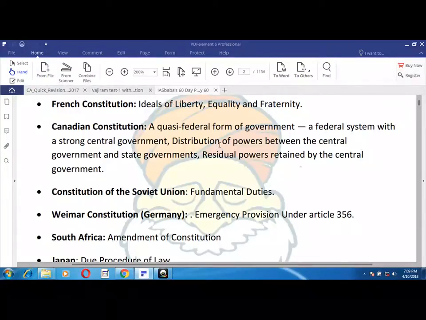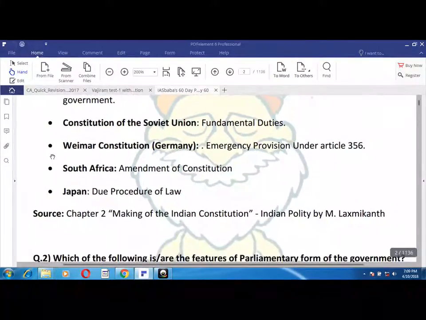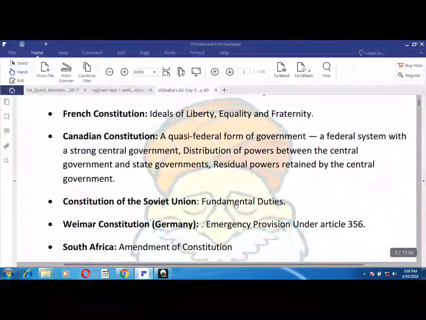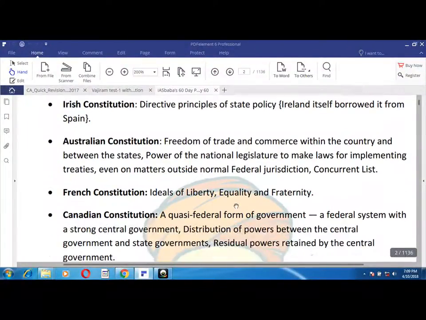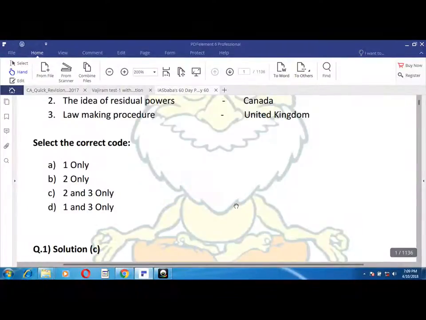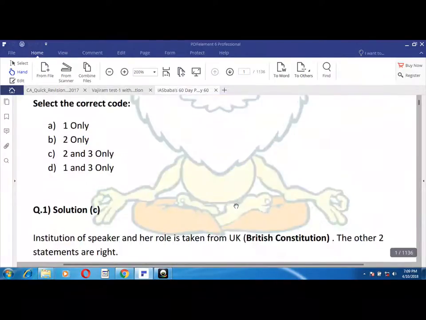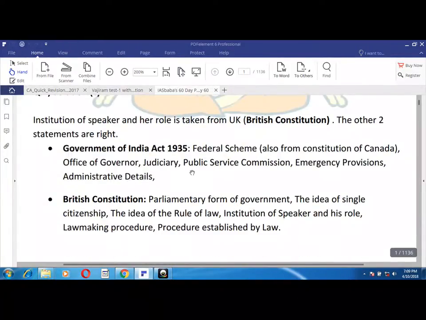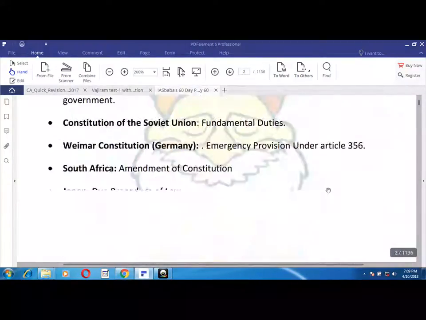Constitution of Soviet Union: fundamental duties. Weimar Constitution of Germany: emergency provision under Article 356. South Africa: amendment of Constitution. Japan: due process procedure of law. Okay, so here is the source given, making of the Constitution. So you can remember all the things, and here you can find the answer. Okay, so let's go to the other question.